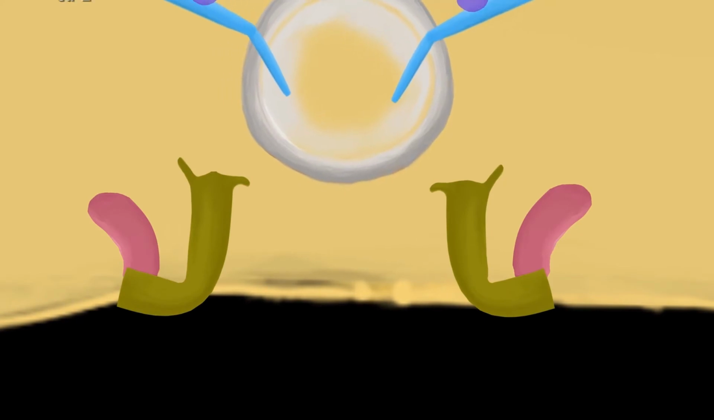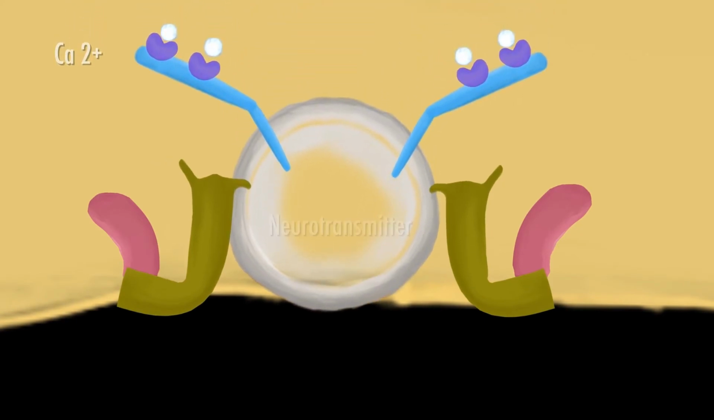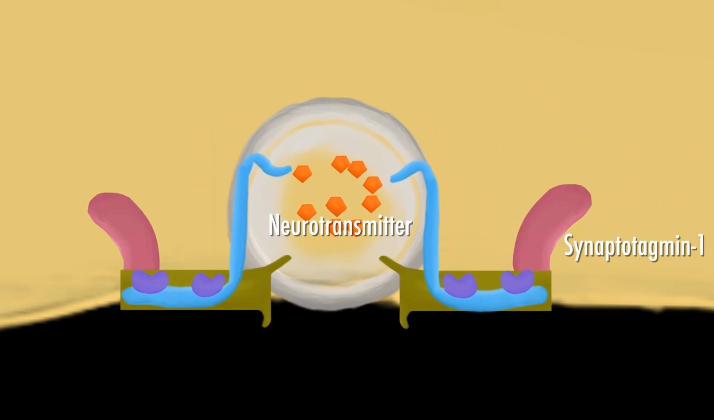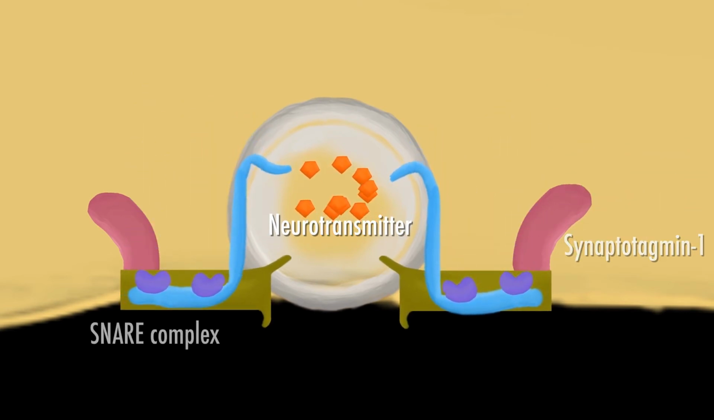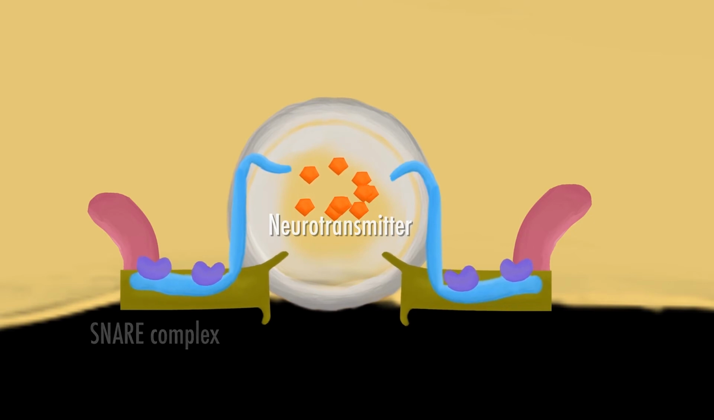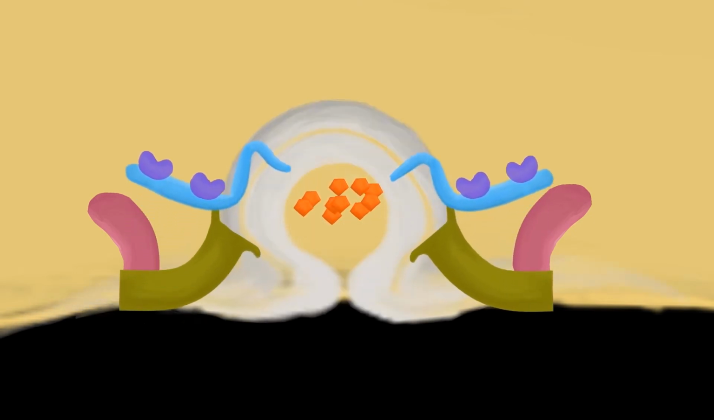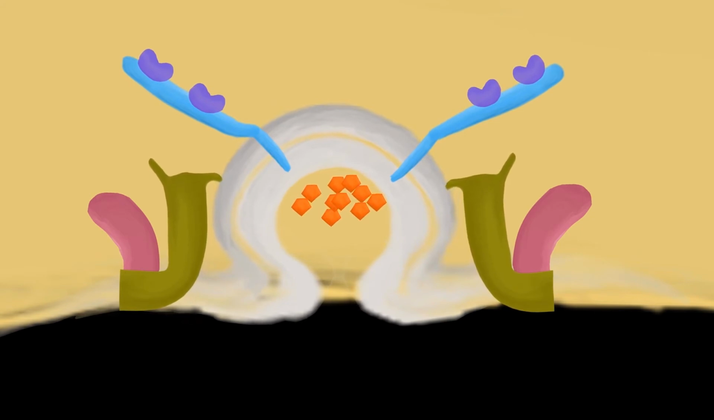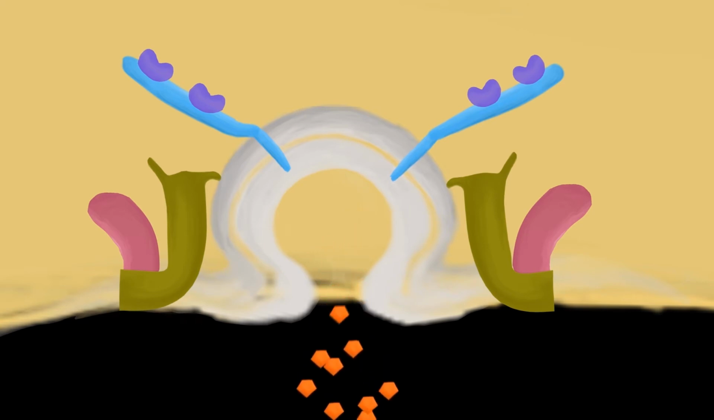Vesicles have a calcium-sensing protein called synaptotagmin. Once calcium binds to synaptotagmin, SNARE is activated. This protein complex is responsible for fusing the synaptic vesicle and cell membrane. Once fusion occurs, a pore opens and the neurotransmitter diffuses into the synaptic cleft. This process is very fast. Neurotransmitter release occurs less than half a millisecond after calcium enters the terminal.